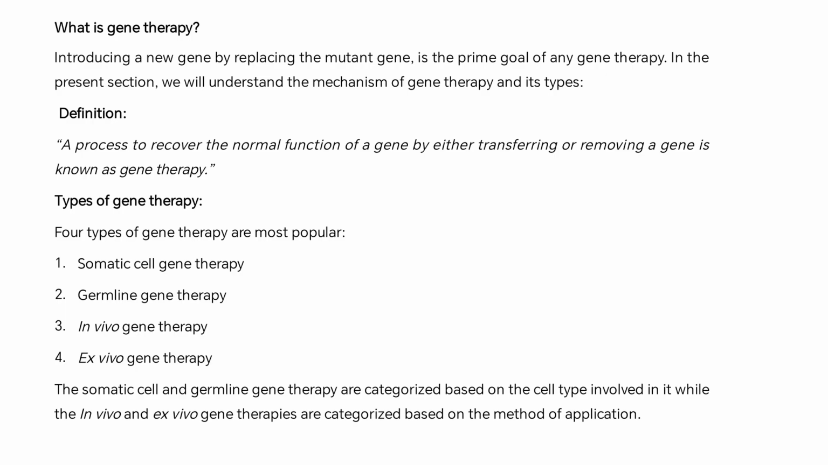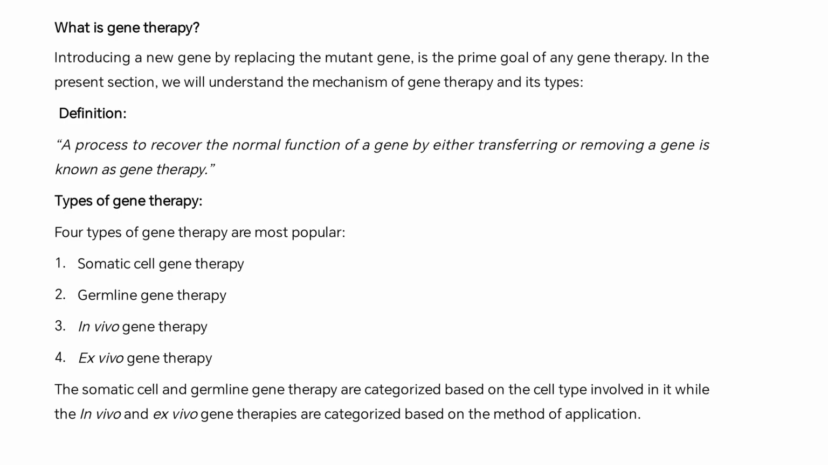There are four types of gene therapy that are most popular worldwide: somatic cell gene therapy, germline gene therapy, in vivo gene therapy, and ex vivo gene therapy. Somatic cell gene therapy involves only the body cells, where the mutations are rectified in the body cells, whereas germline gene therapy is in the germinal tissues like the ovary and the testis, where the corrections are made at the gene level so that at the initial stage of fetal development itself we try to rectify and solve this issue with the help of gene therapy.